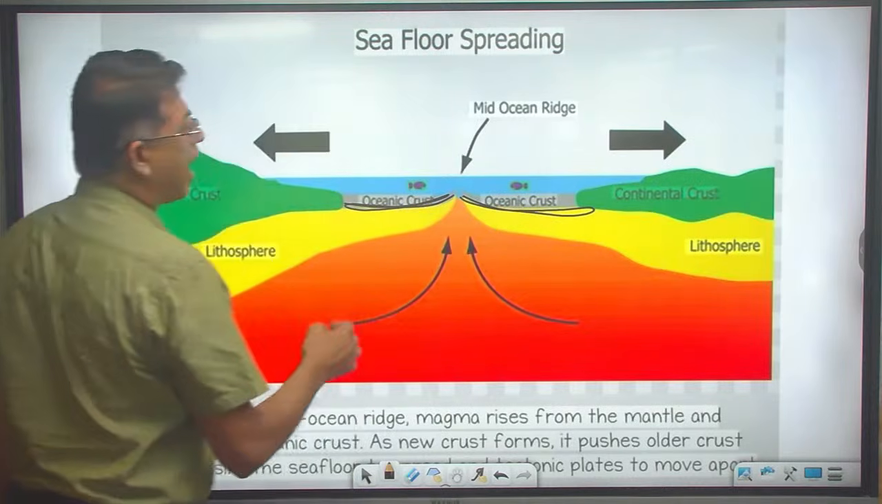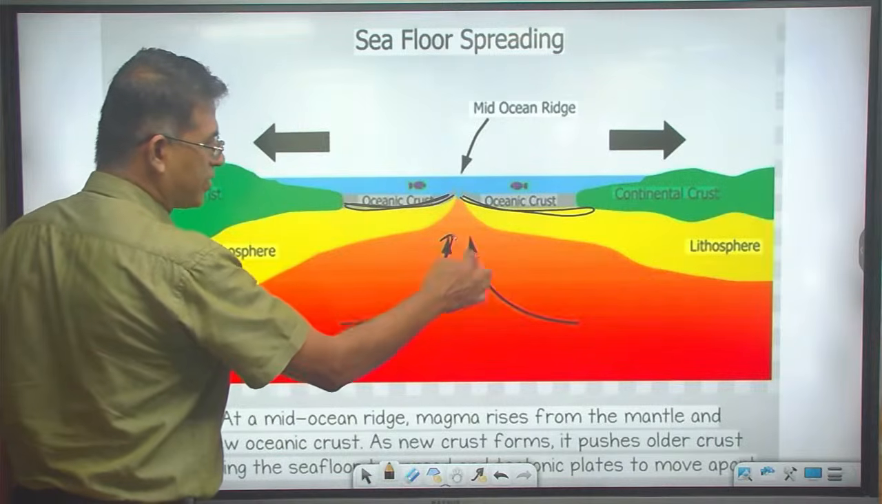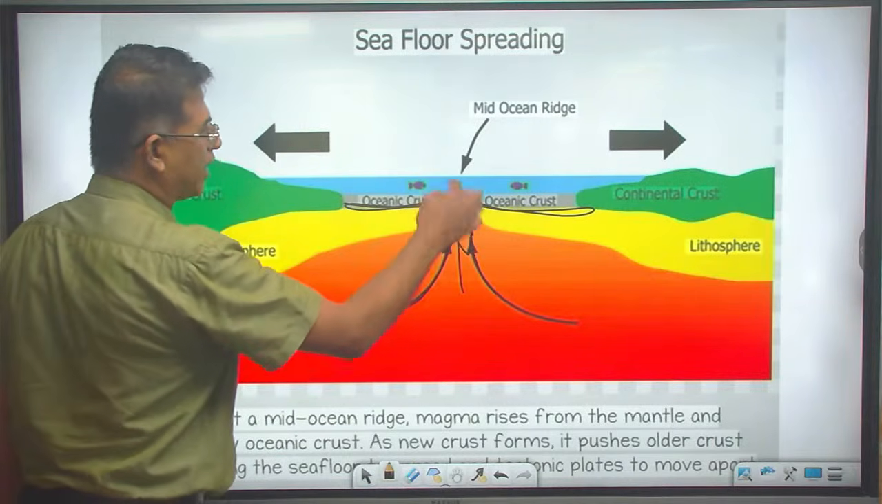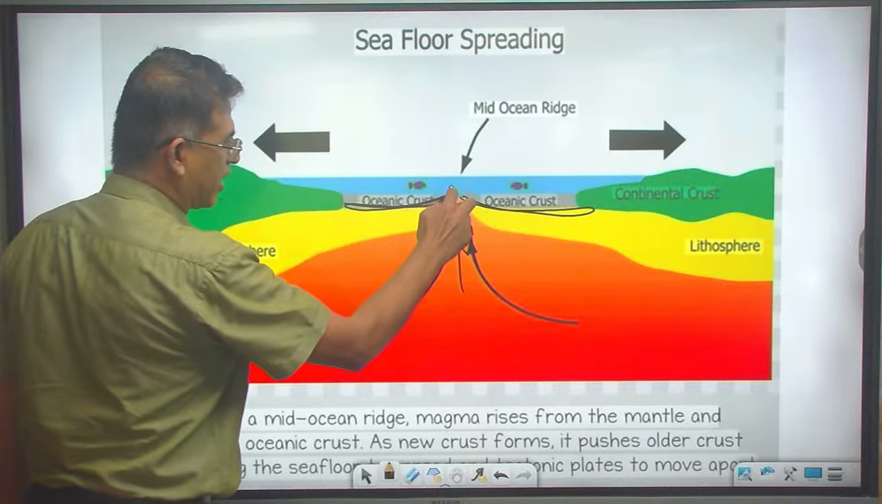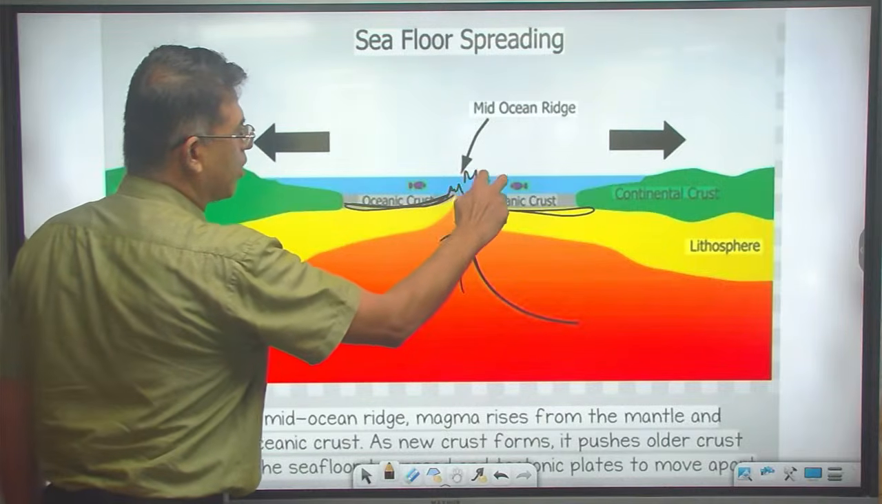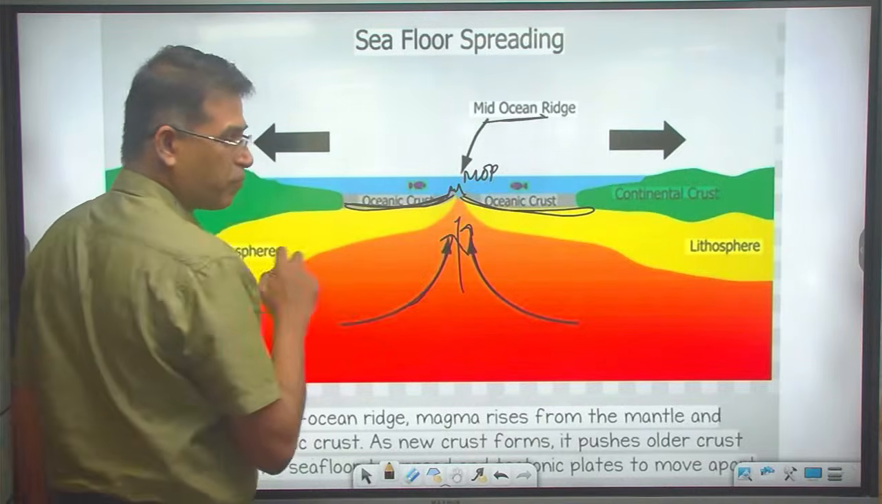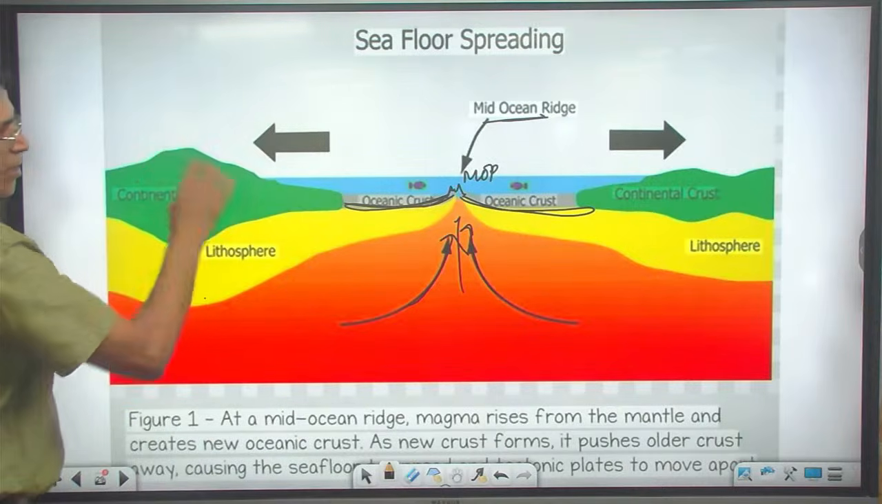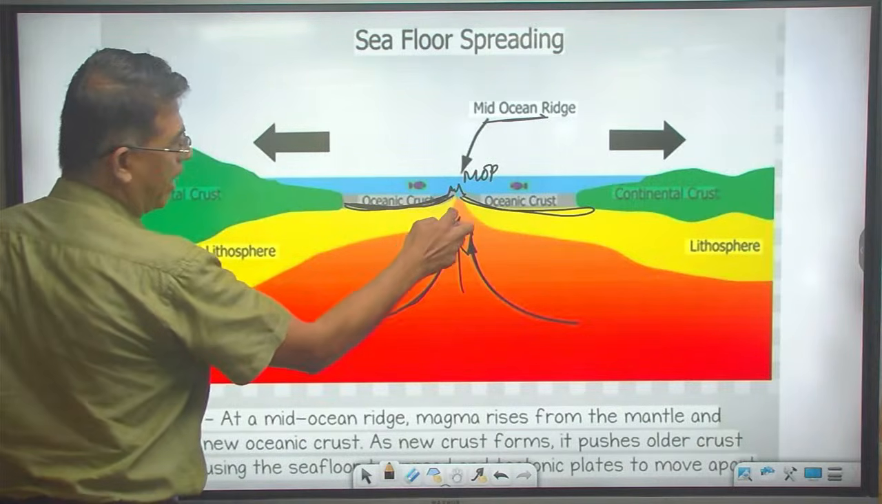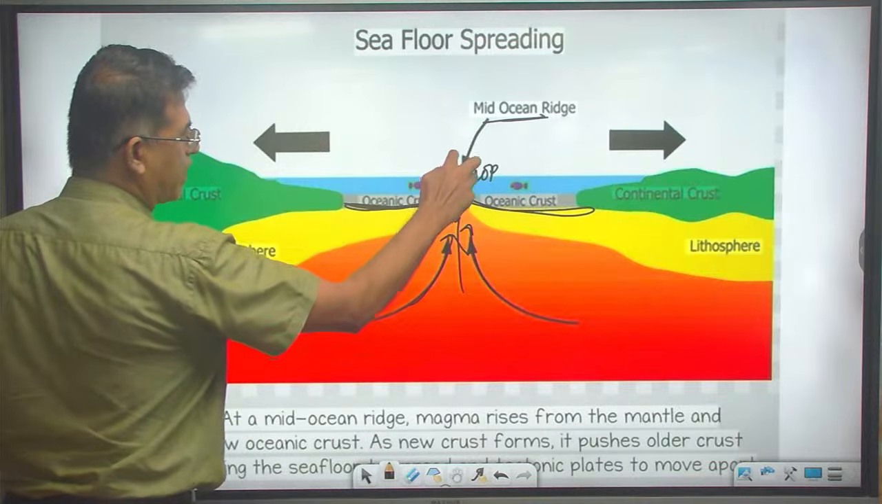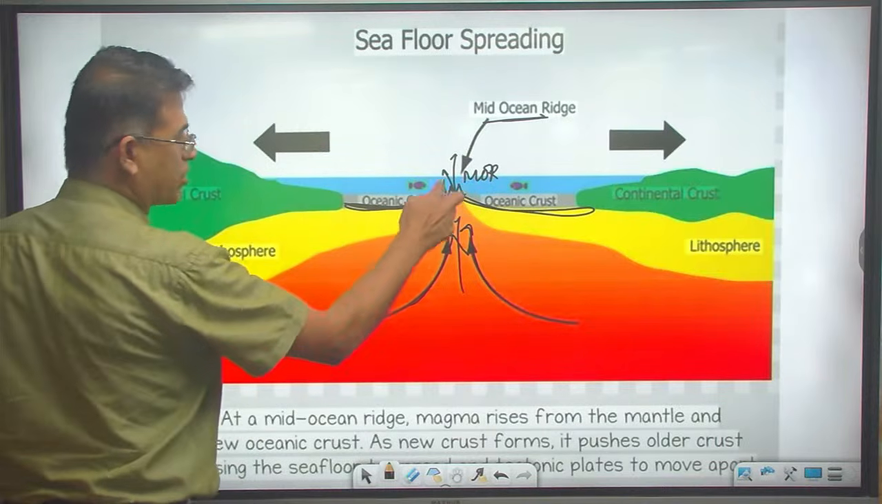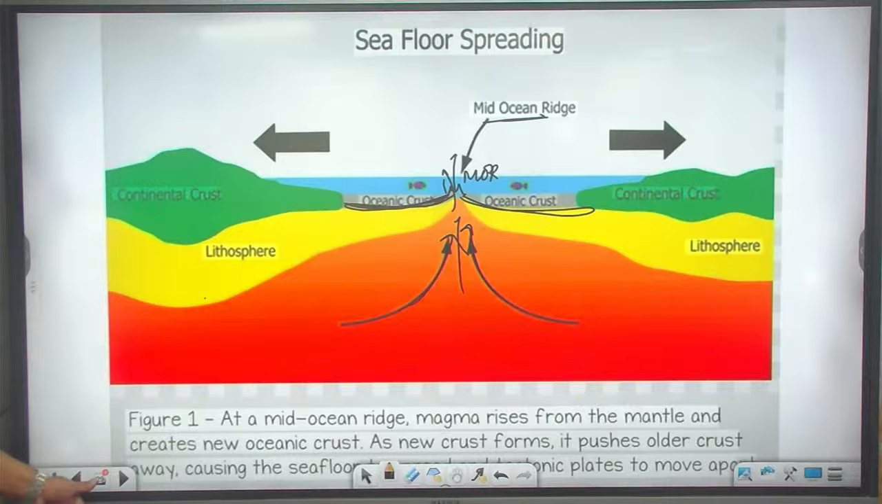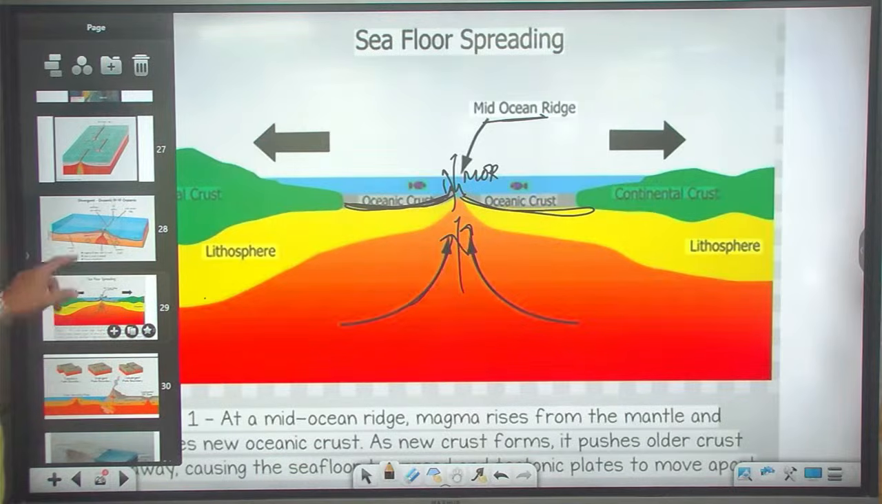Okay, and we have some lava coming from the interior. It comes out. This elevation is the mid-ocean ridge. So continents are thicker, oceans are thinner, and this place where we have eruption is the central ridge system. Okay, ridge system.